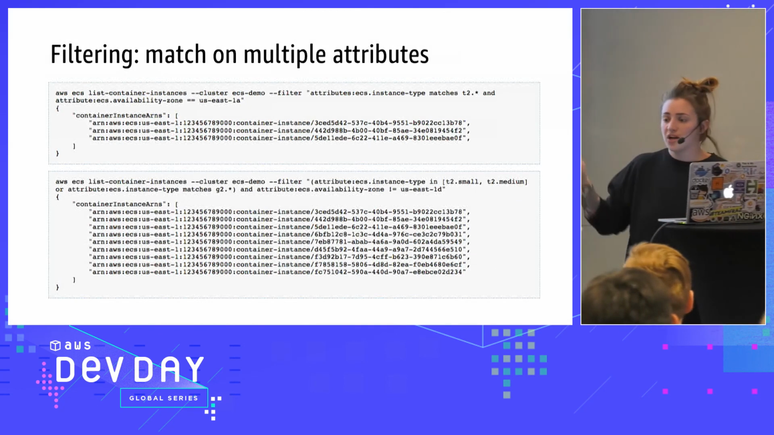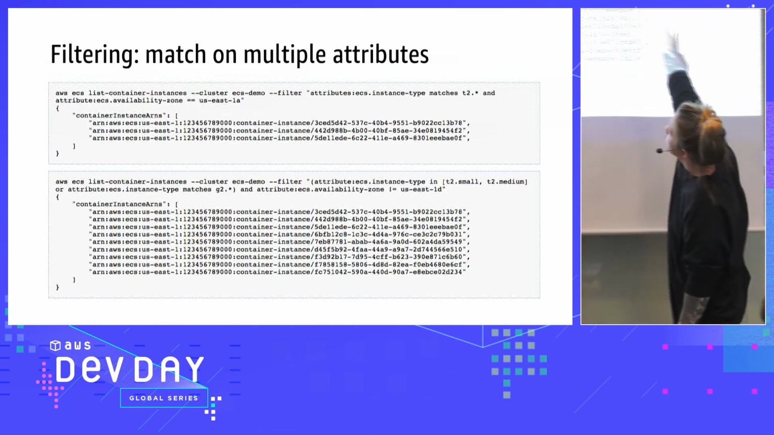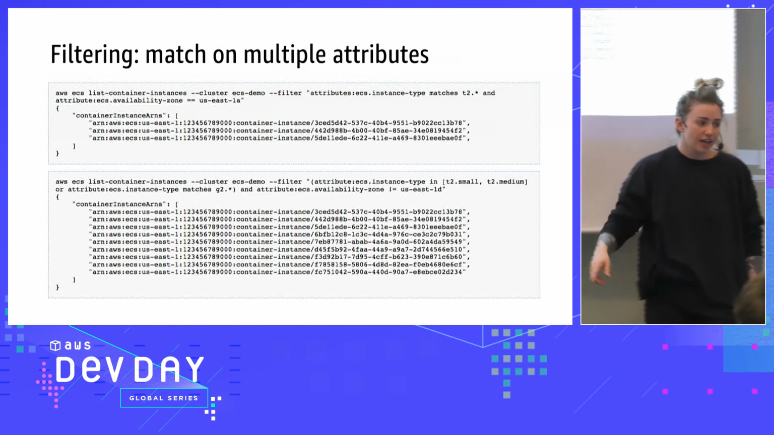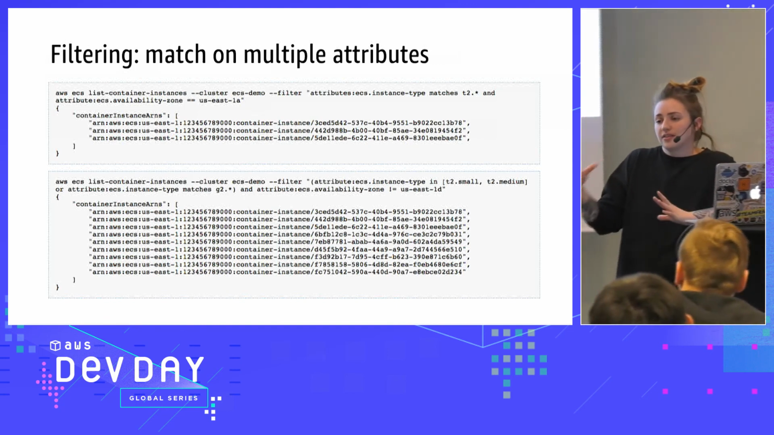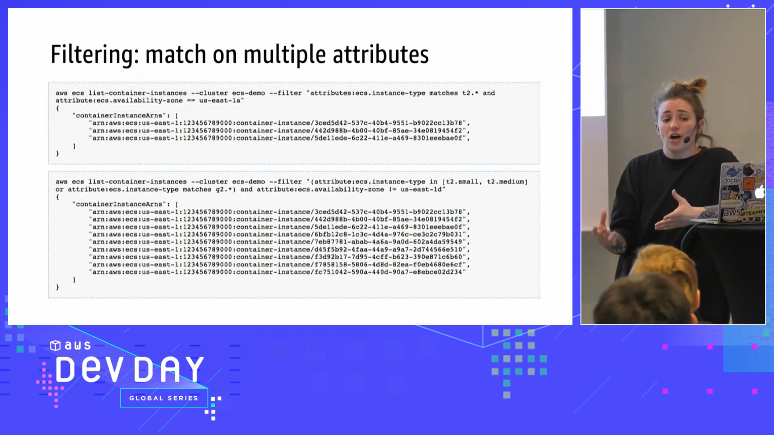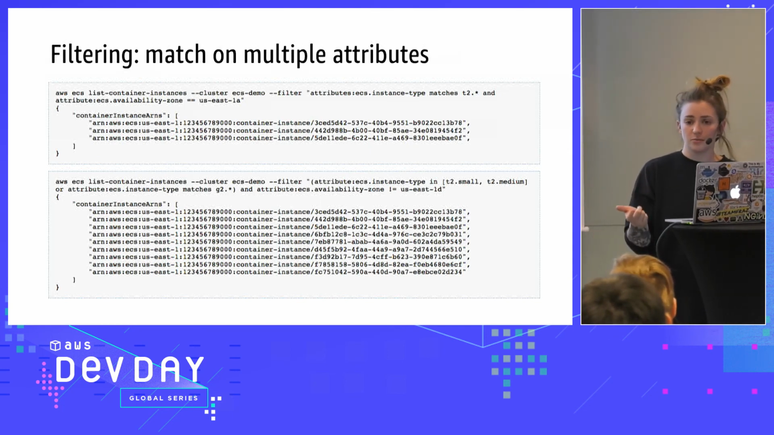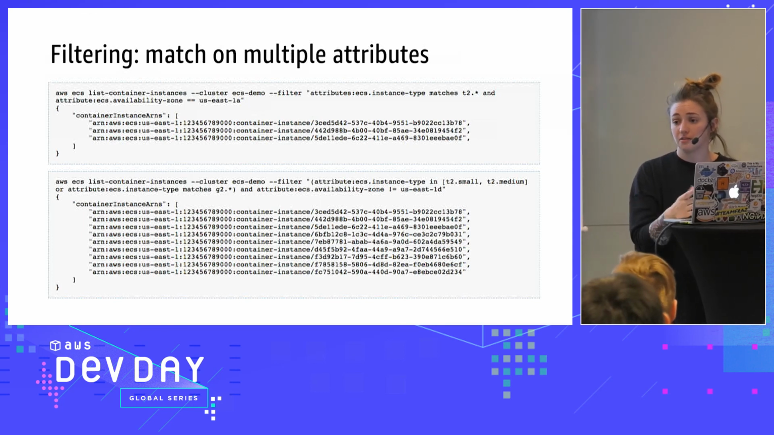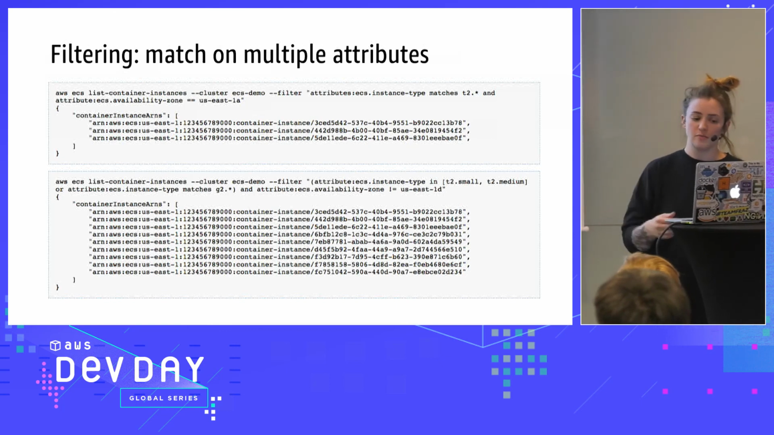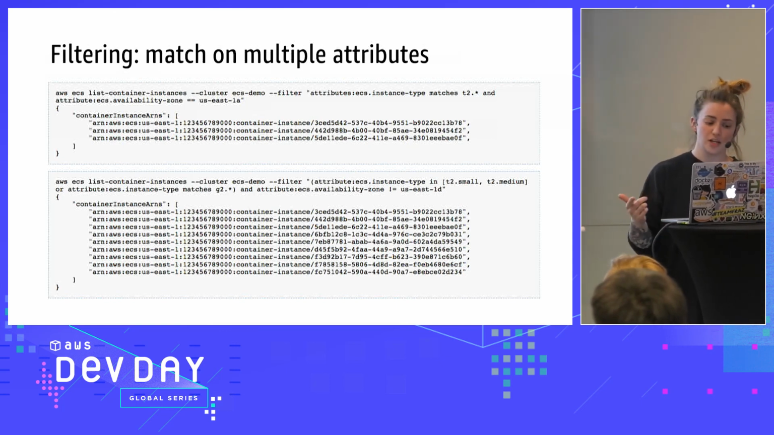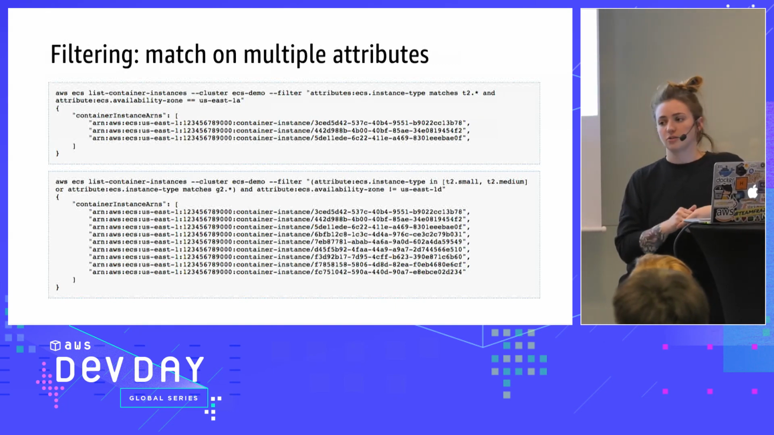I can match with both of these together. So this one, T2, but only in US East 1A. And for this one, you can also pass it a list. If you don't want to use something like a wildcard, if you have 3 separate instance types, so for this one, smalls or mediums, I can pass it a list of instance types and then filter on a secondary attribute. So this one would only match on T2 smalls or T2 mediums that were located in an availability zone that was not US East 1D.